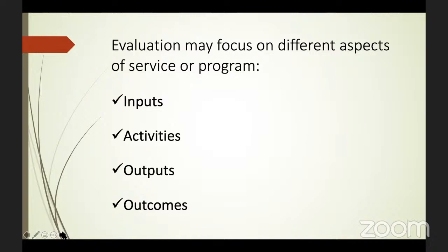So outcomes are medium-term results for specific beneficiaries, which are a consequence of achieving specific outputs. They are short-term effects related to the objectives that we have. So essentially, they are what we wish to achieve at the end.